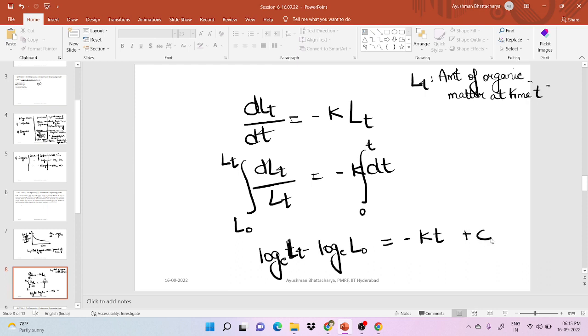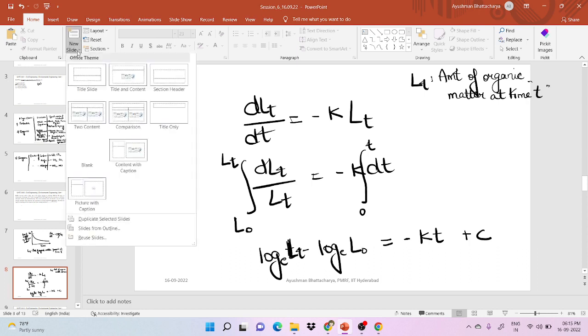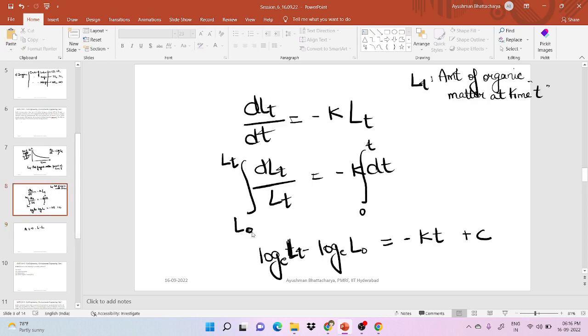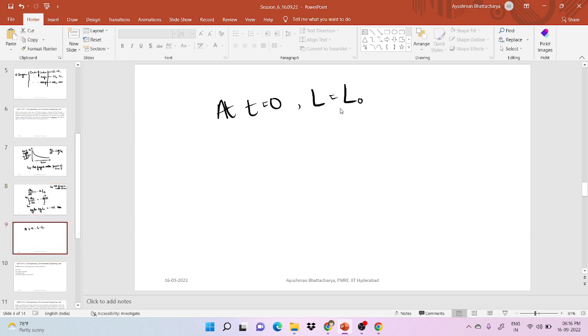So at t equals 0, we know L equals L naught. At t equals t, L equals Lt. So C will become 0.